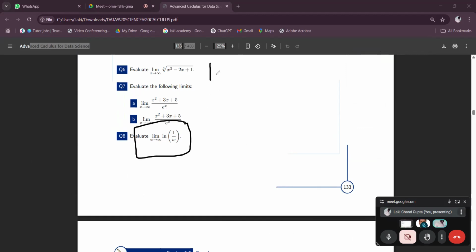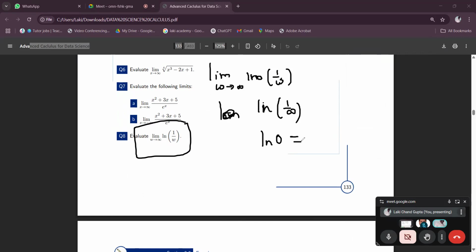What is this? This is log 1 over x. When you put ln 1 over infinity, 1 over infinity is 0. Log 0 does not exist, right? This is like a rule.